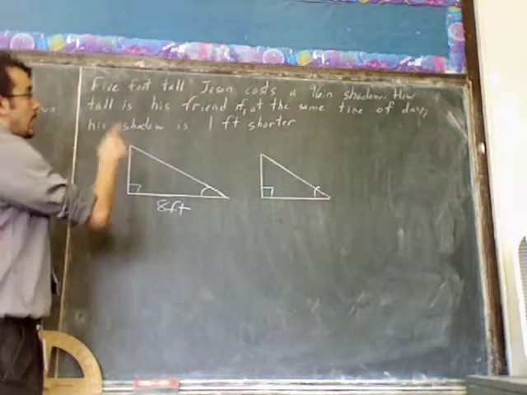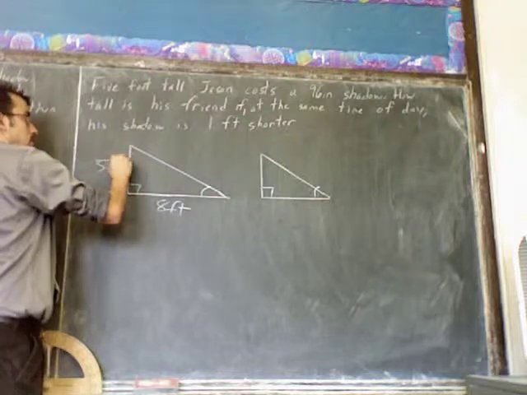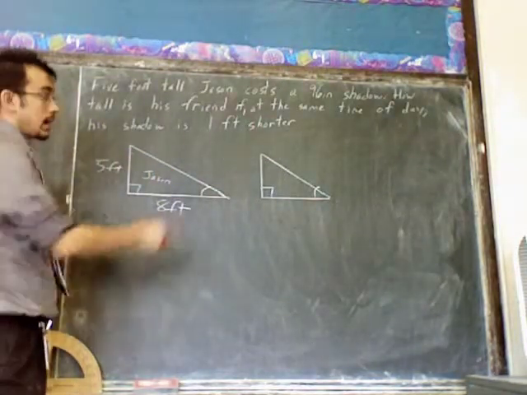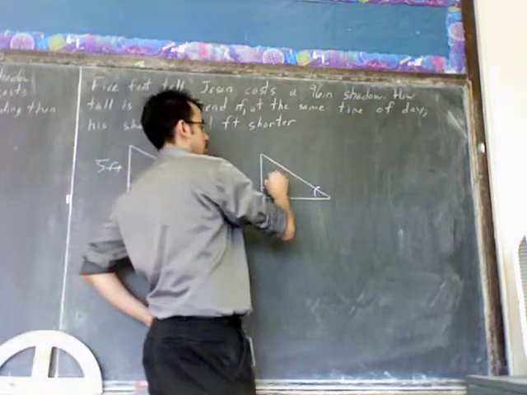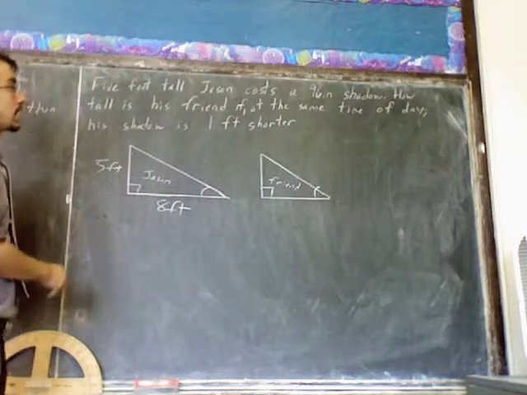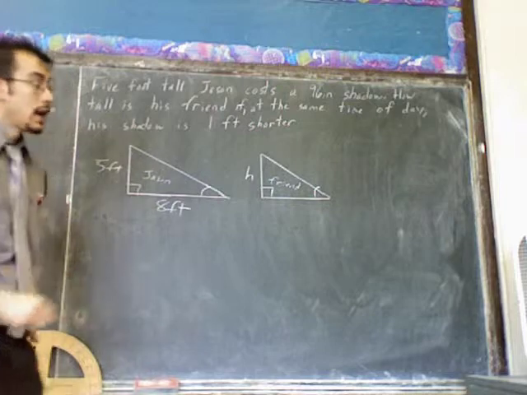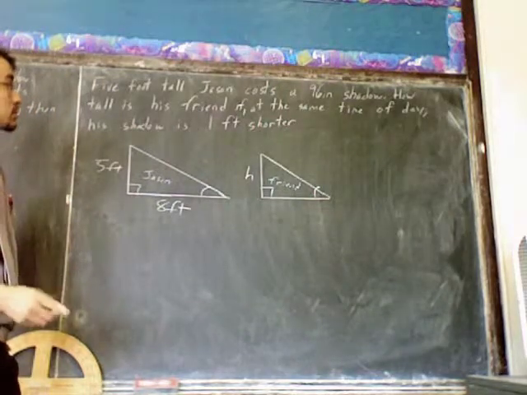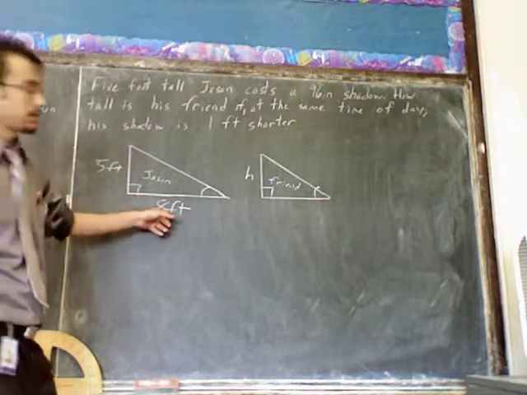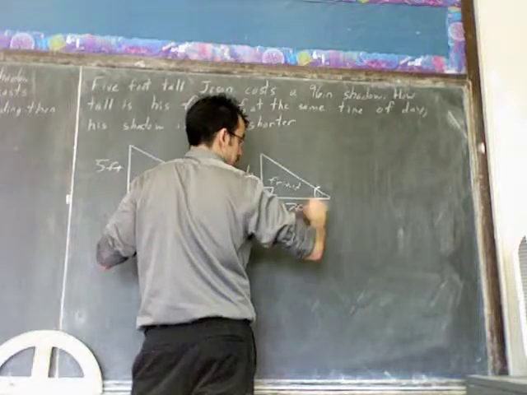Alright? And then let's see. 5 foot tall Jason. Jason is 5 feet tall. This is Jason. And then his friend, here's his friend. We don't know how tall he is, that's what we want to know, so we're looking for his height. And we do know something about his shadow. His shadow is 1 foot shorter than Jason's. Well, Jason's shadow is 8 feet, and his friend's must be 8 minus 1, 7 feet.